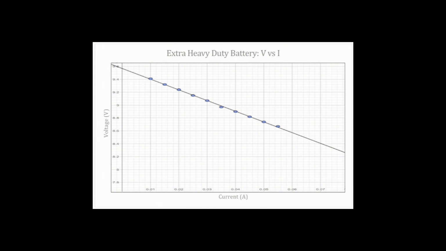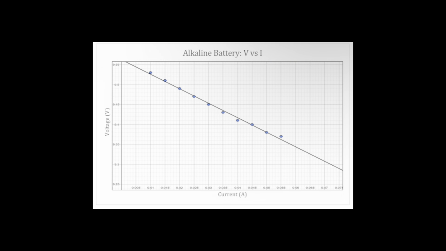To continue, this is the best fitting line for the extra heavy duty battery. From the equation of the best fitting line, we see that the internal resistance is 16.52 ohm and the experimental voltage is 9.57 volt. This confirms our nominal voltage value with only a 1.54% error. Finally, this is the best fitting line for the alkaline battery. From the equation of the best fitting line, the internal resistance of the alkaline battery is 3.64 ohm and the experimental voltage is 9.56 volt. This confirms our nominal voltage value with an incredibly low error of 0.21%.